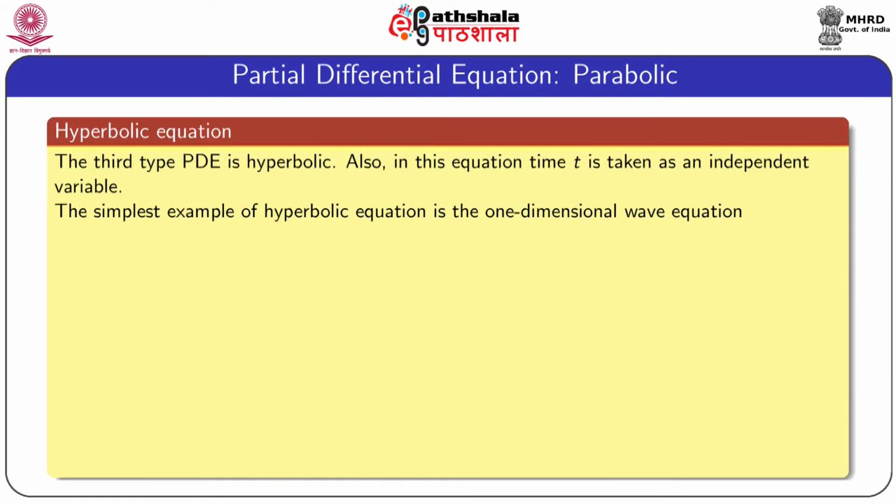Now we consider the hyperbolic partial differential equation. In this case also, the time t is involved in the equation. The simplest example of a hyperbolic equation is the one-dimensional wave equation. This is the simple form of the wave equation: the left hand side is del 2 u del t2 equal to c square times del 2 u del x2, where t represents time and x represents the length.